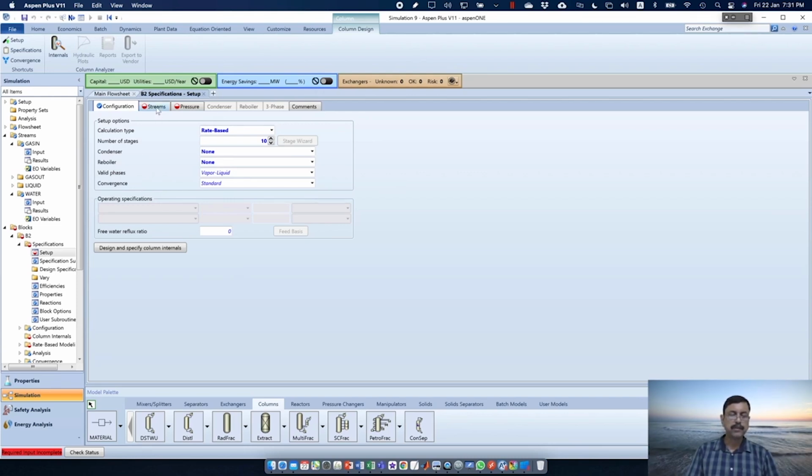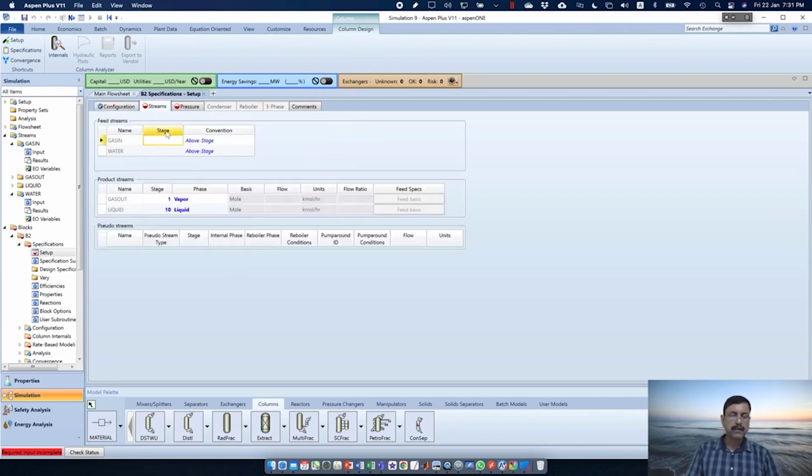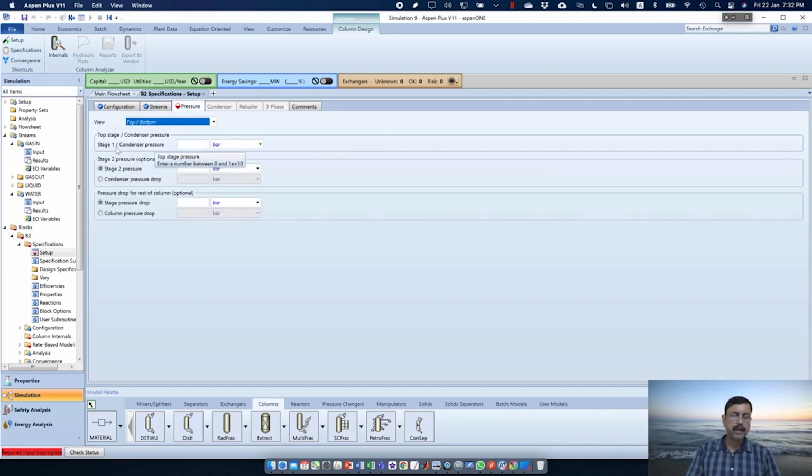So go to streams. Gas in, obviously, has to be sent from the bottom, so it is on stage 10, and water has to be given from the top, above stage 1. Go to pressure. Here it is not condenser but stage 1 pressure, which is again 1 atmosphere.